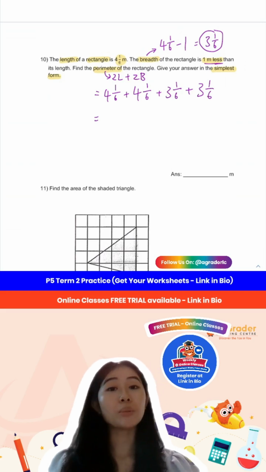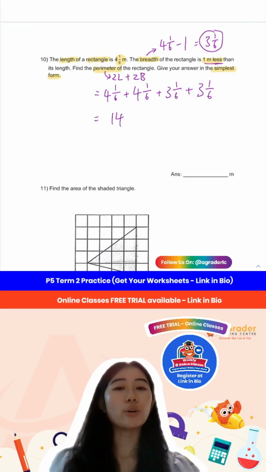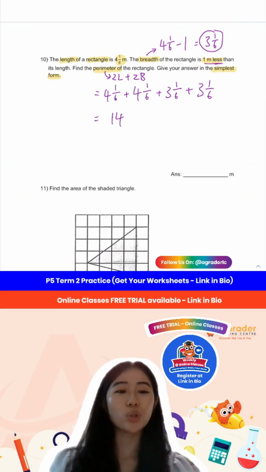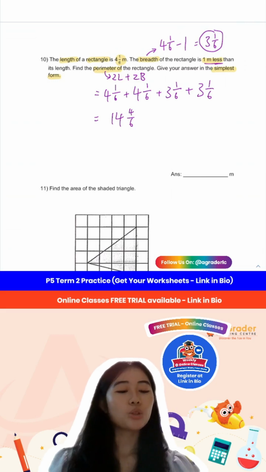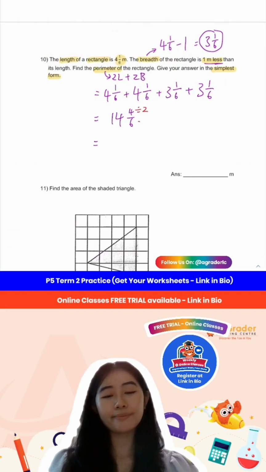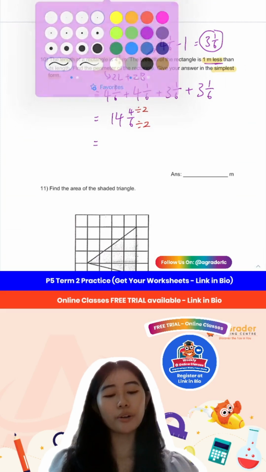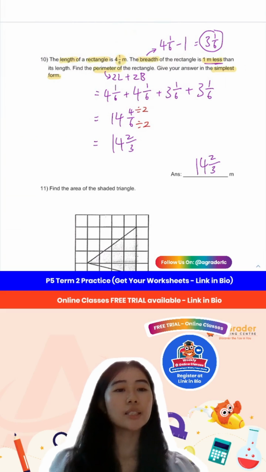You can add up the whole number first. So for your whole number, you have 4 plus 4 plus 3 plus 3, which is 14. After that, then you add your fractions. So that is 1/6 plus 1/6 plus 1/6 plus 1/6, which is 4 over 6. You do need to simplify this by dividing by 2. Yeah, so I think most of you got the correct answer. Simplest form should be 14 2/3.